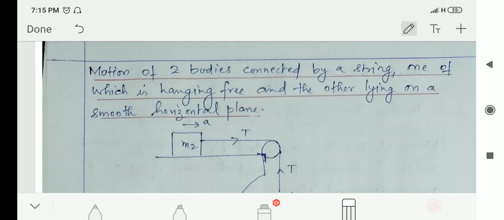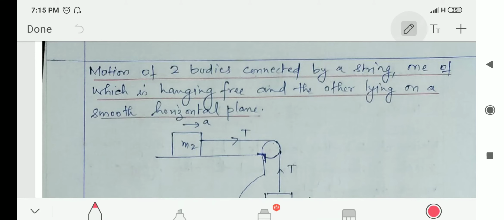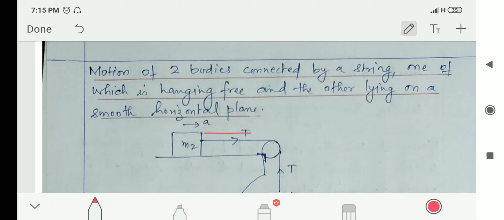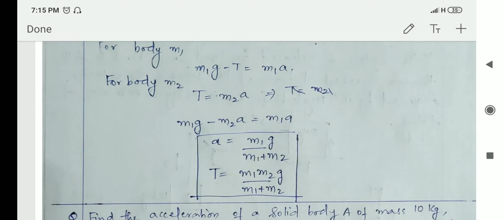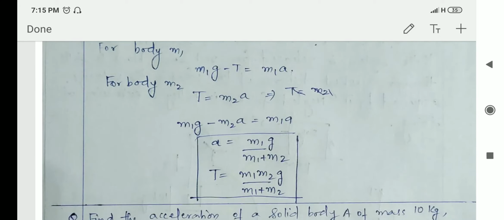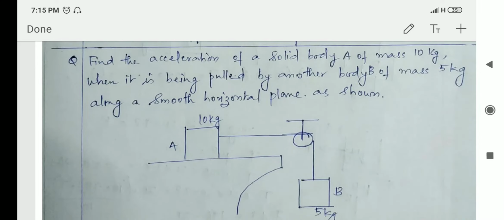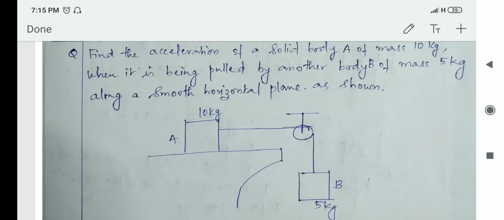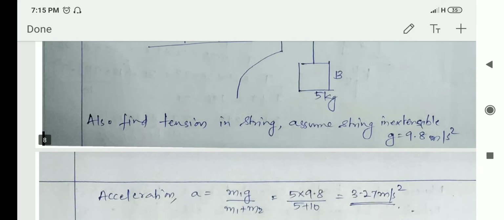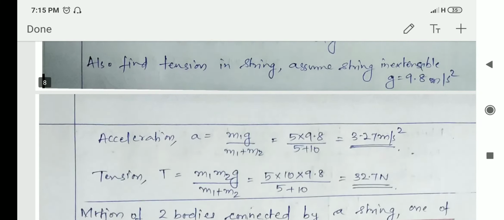For now, only the tension force T will be there. So T equal to m into a, right? m2 into a. On solving, we will get the answer. So there is a numerical written here for this, so we will do this and finish off this section for today.